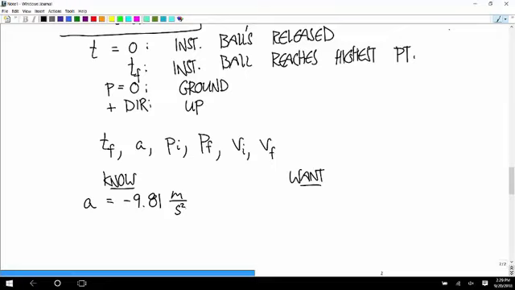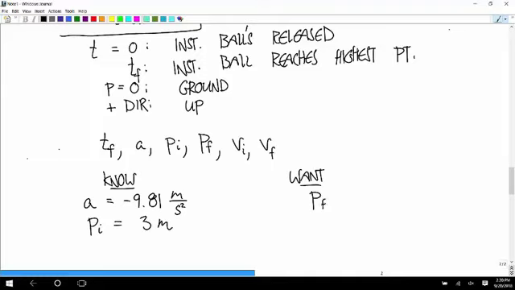Do we know initial position? That's the position of the object when time is equal to 0. What's that? Is it positive or negative 3 meters? Positive, because 0 is the ground, positive is up, so anything above the ground is positive. So P sub I is equal to 3 meters. What about P final? Do we know that? No. Do we want it? Yeah, that's the thing we're trying to find.